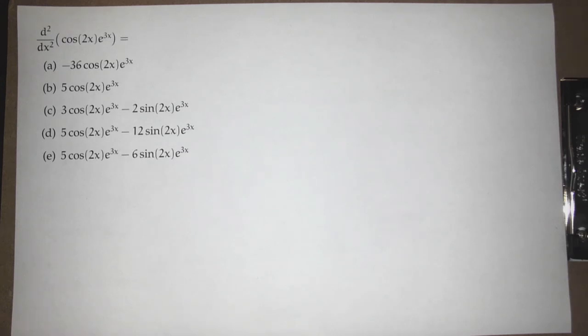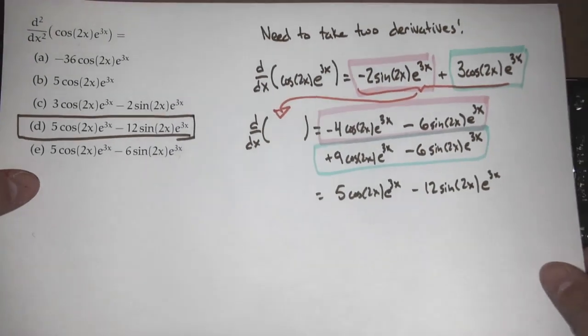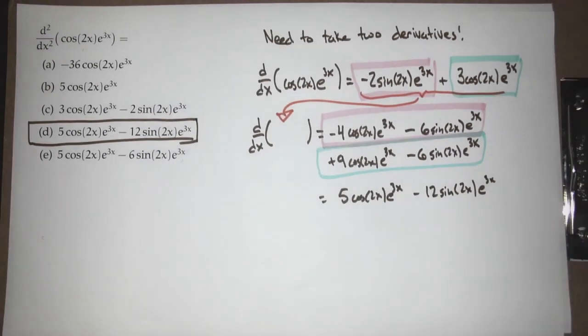What? D? B? A? It's D. It's D. Okay, so what do you need to do? Well, if you're going to take two derivatives, probably you should take one derivative at a time. It's not so obvious how to jump straight to the second derivative.